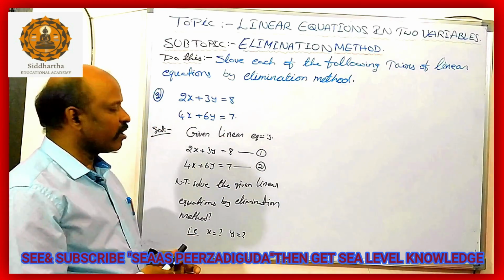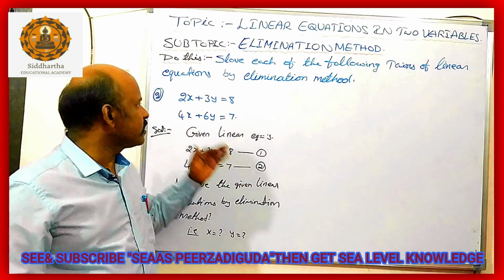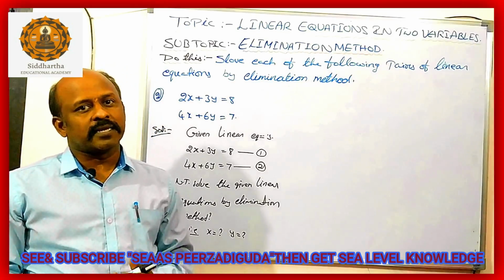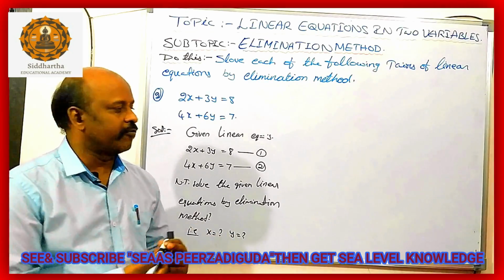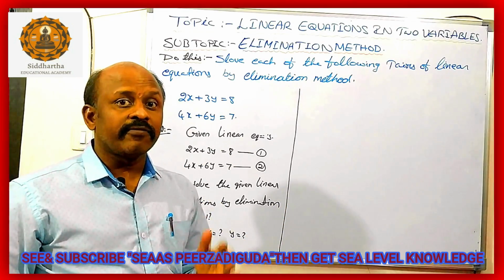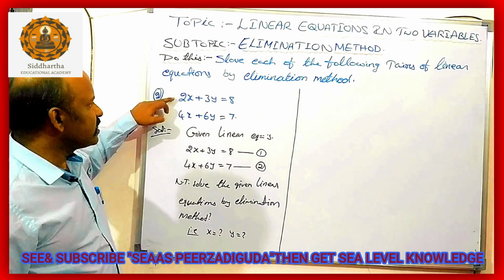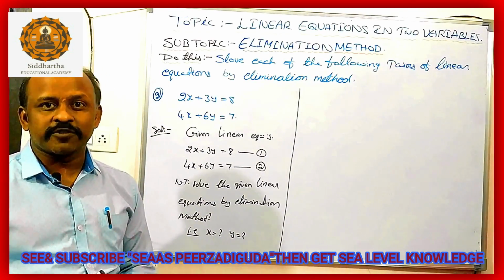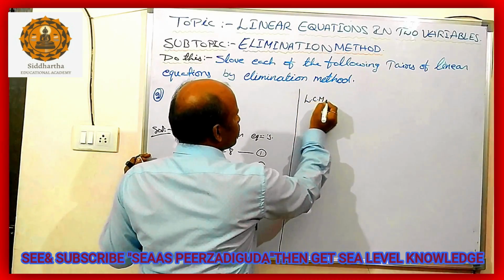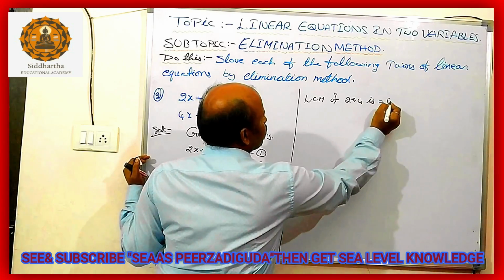So for eliminating any one of the variables, we have to equalize the coefficients. In this sum also, I am going to take any one of the variables over here. I am going to cancel x, just like x I am going to take over here. So now we observe, when we are eliminating the variable x, what we have to do? We have to equalize the coefficients of x over here. What are that? LCM. LCM of 2 and 4 is 4.